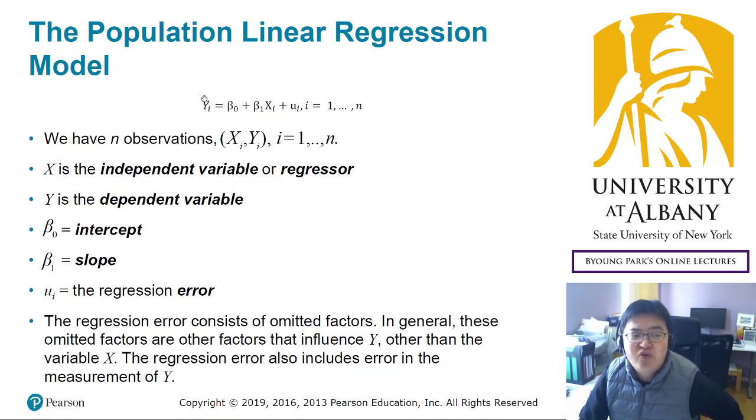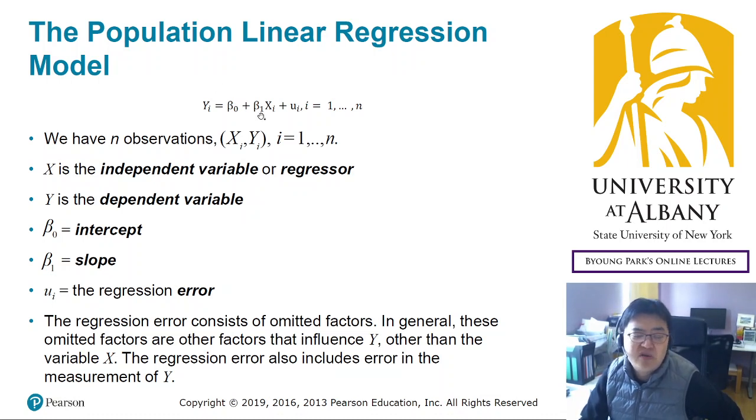But if you want to predict y, you need to know beta 0. So what is the expected test score if the student-teacher ratio is 20? Then you need to know beta 0 and beta 1, right? In that case, beta 0 is required.